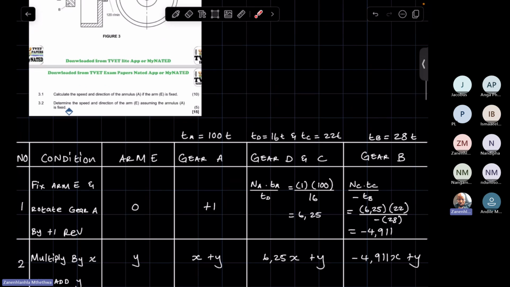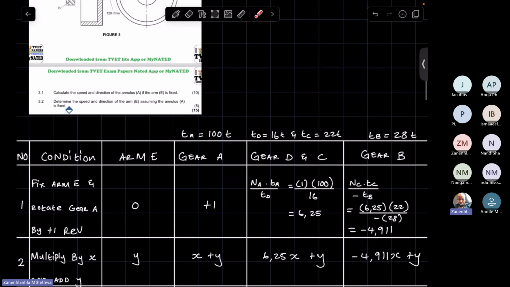Take note of these guidelines because I haven't written them anywhere. You have to write them down because they are going to help you. So the way we go about filling condition 1, so getting the rotational frequencies of gears D, C, and B, is by following the following guidelines.